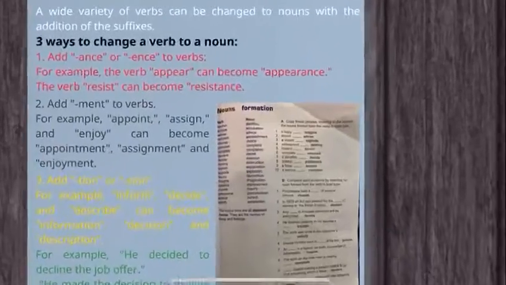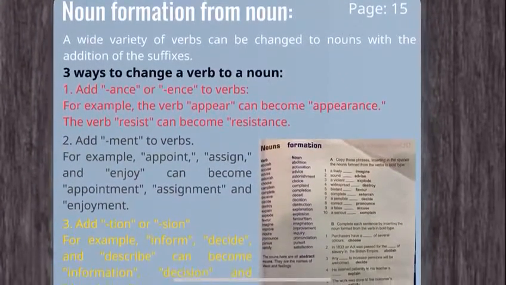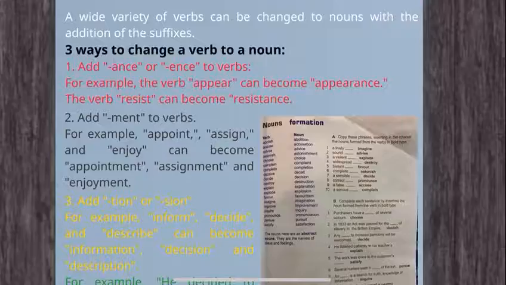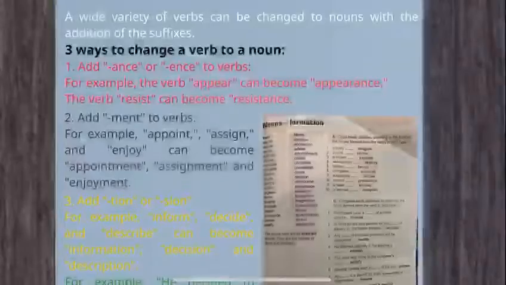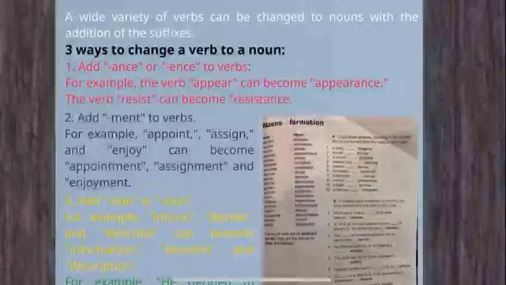So noun formation from verbs, basically by mistake I've written noun over here. Noun formation from verbs. So it's written a wide variety of verbs can be changed to noun with the addition of suffixes. Suffixes are the letters that we add after a word to add something more to it. So there are three ways to change a verb to a noun.